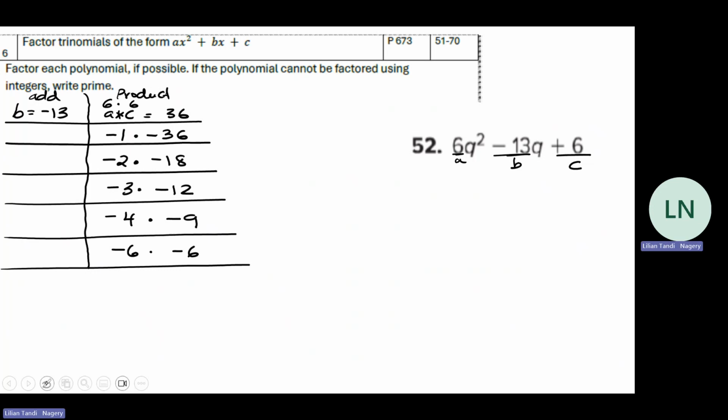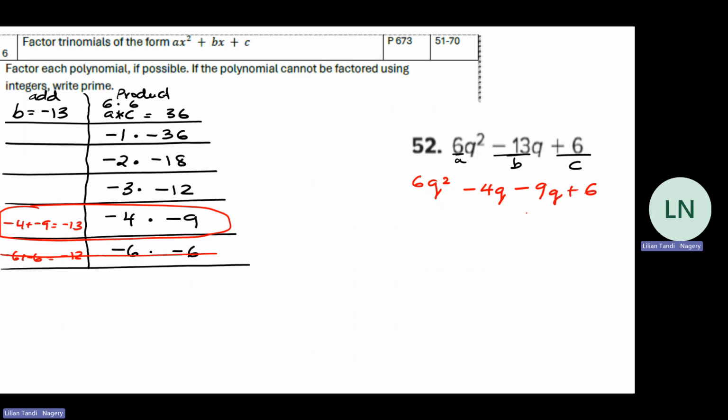So now on this other side, I'm going to add. What is -6 plus -6, -12? I don't need this. What is -4 plus -9? That should be -13. -4 plus -9, that should give me -13. So this is my answer. So I will come here and I will write 6Q squared minus 4Q minus 9Q plus 6.